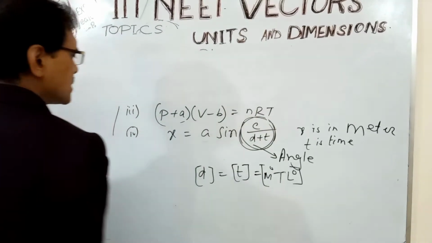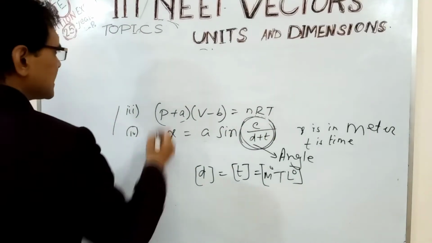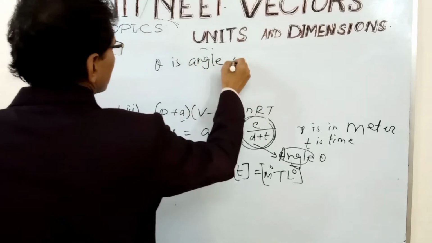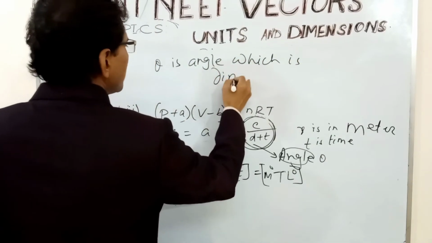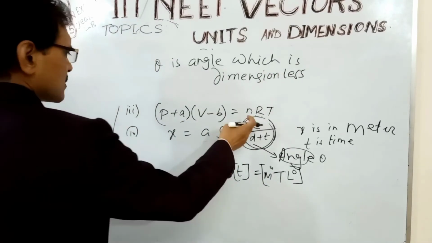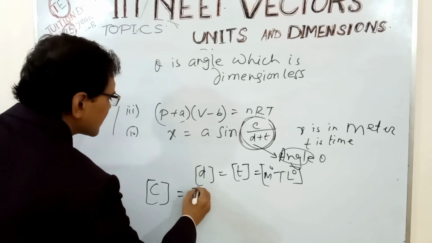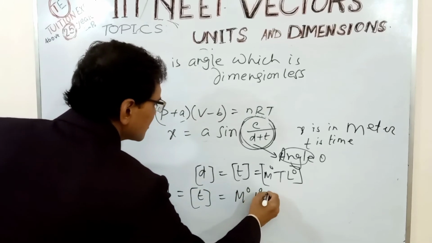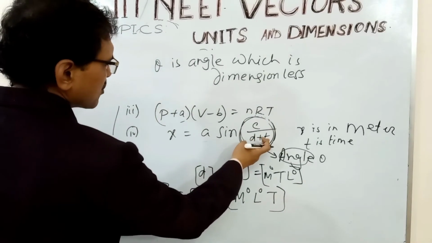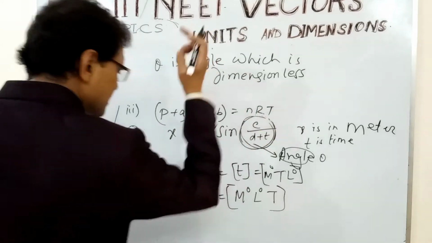Now the ratio will be unity dimension. This is a dimensionless quantity because this is theta, this is angle, which is dimensionless. So dimension of C should be equal to dimension of time. So C dimension will be dimension of time, that is T. This is dimensionless quantity, so dimension of D must be equal to dimension of T because D is added to the T and the whole is dimensionless. So dimension of C should be equal to dimension of T.